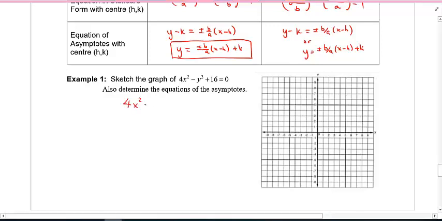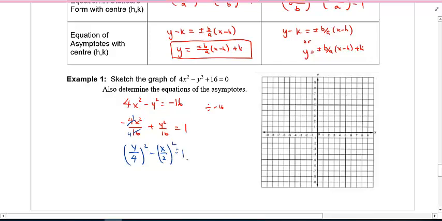4x squared minus y squared. I'm going to move the constant to the right hand side. We must divide everything by negative 16, so we get negative 4x squared over 16 plus y squared over 16 equals 1. I'm going to rewrite this as (y over 4) all squared minus, and this simplifies to (x over 2) all squared. And now we're ready to graph because I'm still going to have the center at 0, 0.